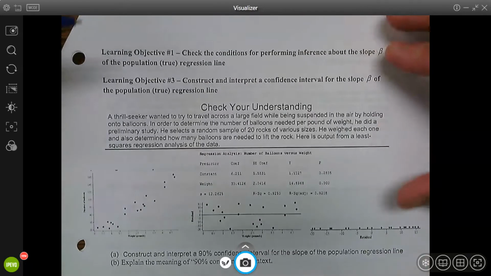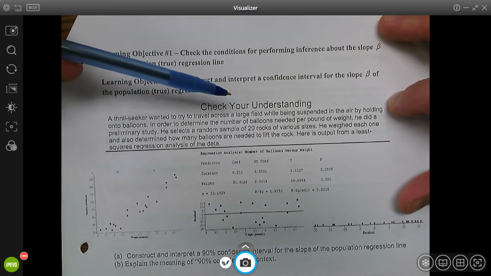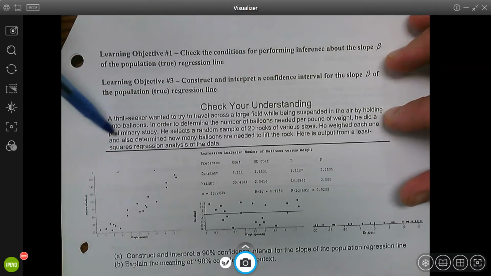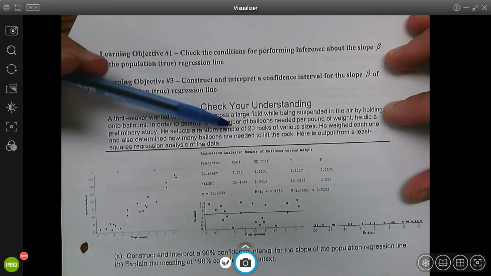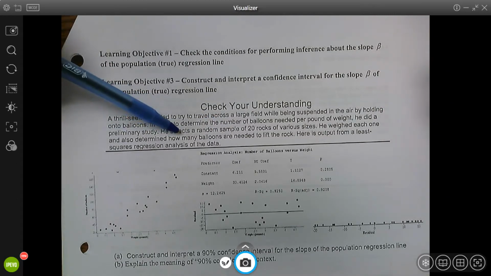So we're going to take a look at the conditions that you need to check for performing a confidence interval and how to actually do the confidence interval. So if we look at this check your understanding, a thrill seeker wanted to travel across a large field while being suspended in the air by holding onto balloons. In order to determine the number of balloons needed, he did a preliminary study. He does a random sample of 20 rocks of various sizes, weighed each one, and figured out how many balloons are needed to lift the rock. Here is the output.